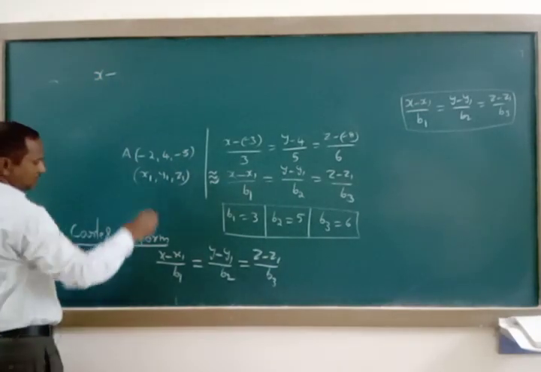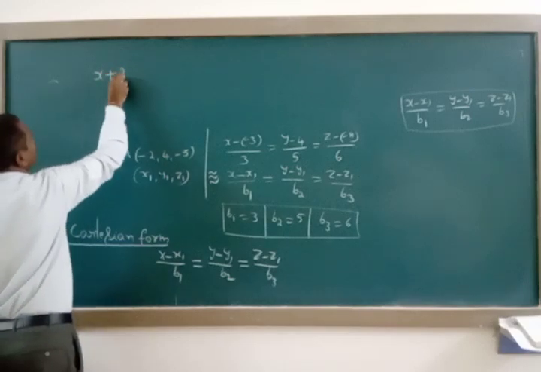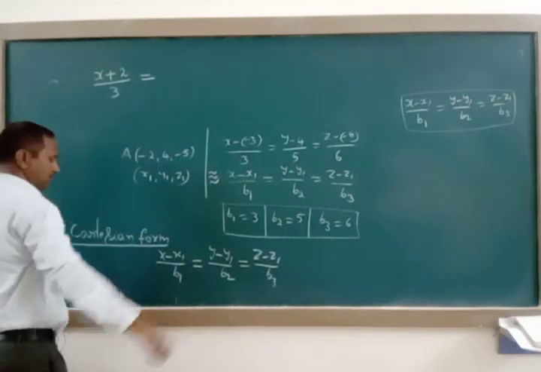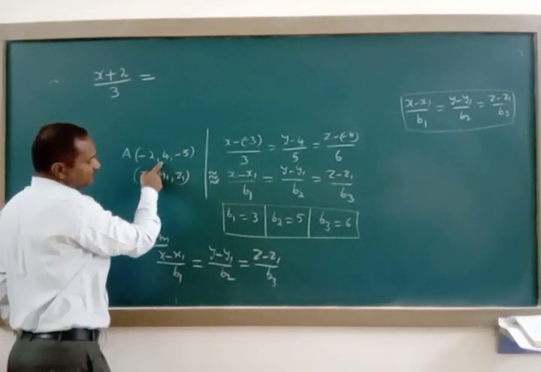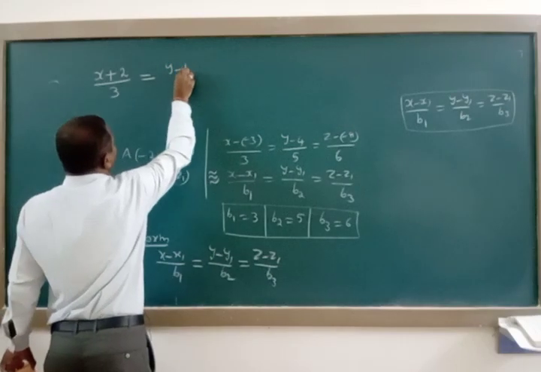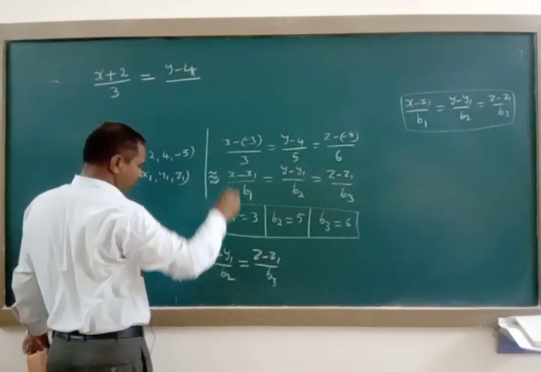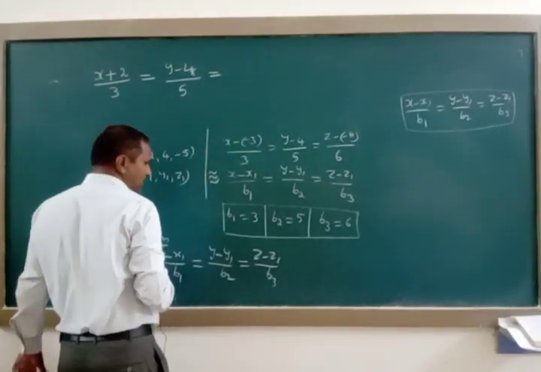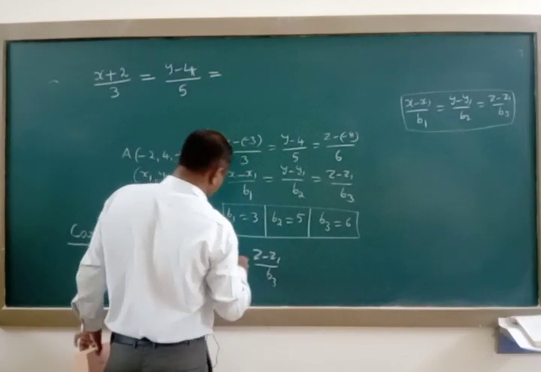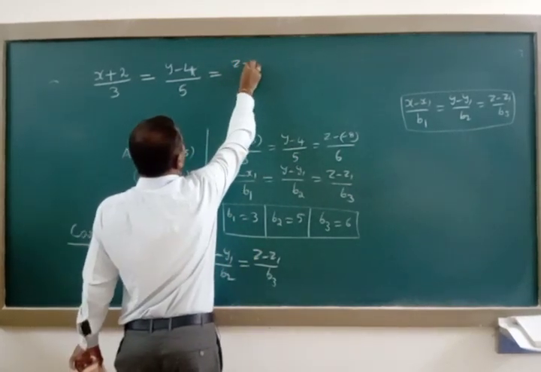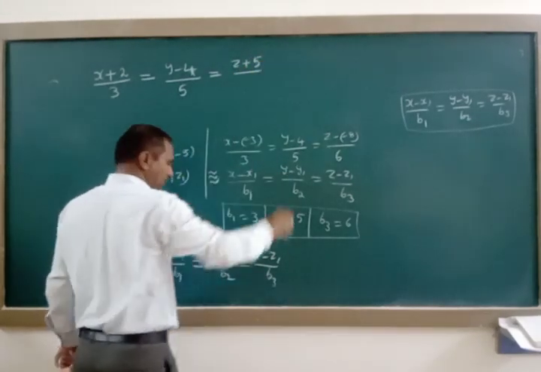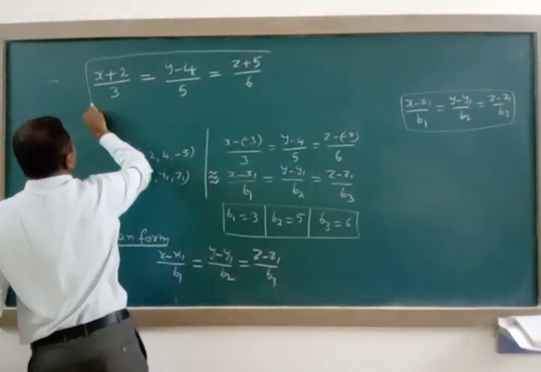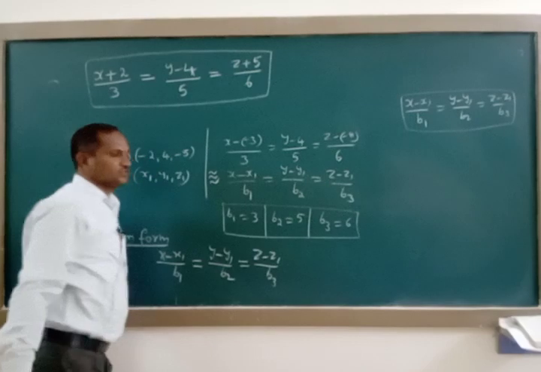x minus x1 value is minus 2, so minus of minus is plus 2, whole divided by b1 which is 3. y minus y1 value is 4, so y minus 4, whole divided by b2 value which is 5, is equal to z minus z1 value is minus 5, so minus of minus is plus 5, whole divided by b3 value which is 6, which is the required equation of the straight line in Cartesian form.